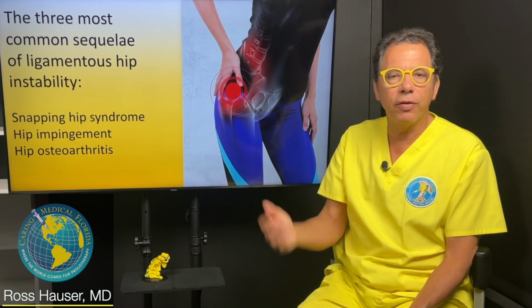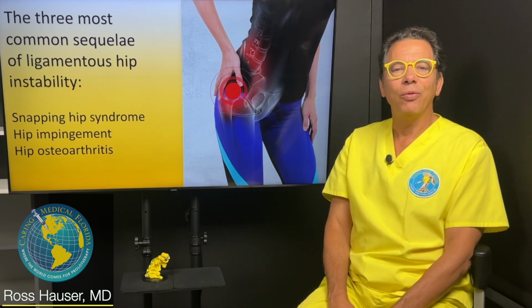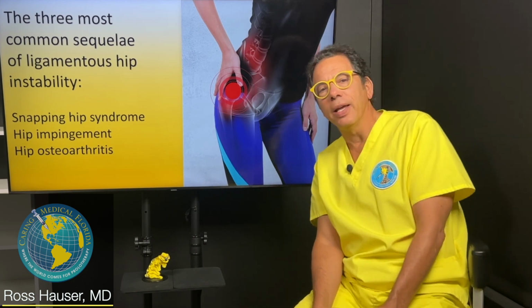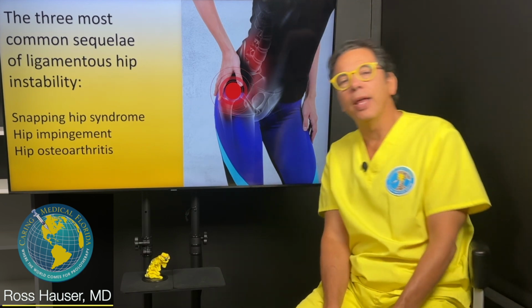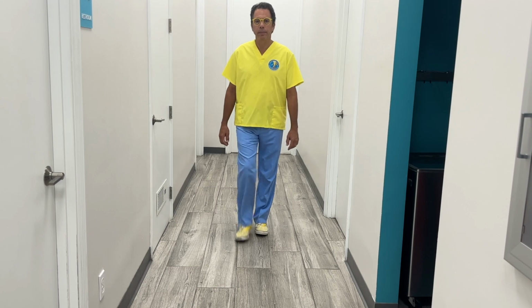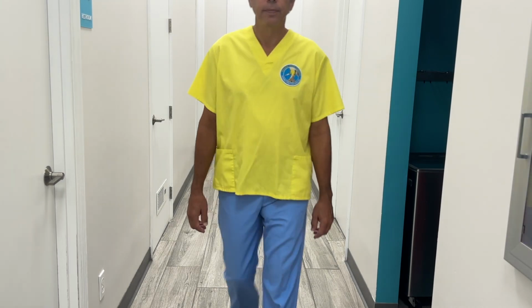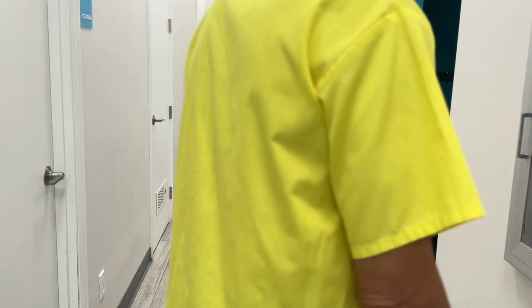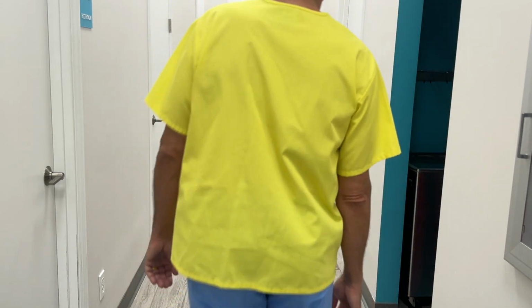You guys see it all the time when you're walking around outside. You see people waddling. If you ever see somebody when they're walking and they're waddling, they have hip osteoarthritis. And then the waddling is because one of the muscles, the gluteus medius muscle, isn't holding the pelvis level.